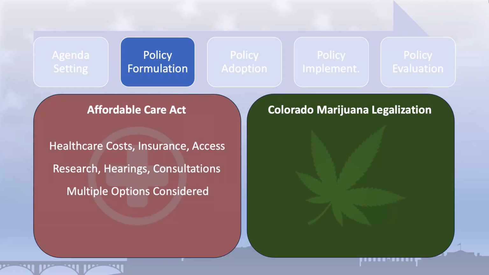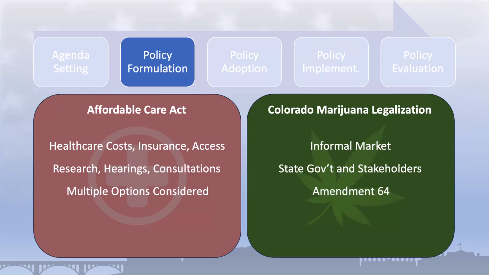In the case of Colorado, the policy problem was framed in terms of the rise of an informal drug market, which strained law enforcement resources, led to health and safety risks, and reduced government tax revenue. To address the problem, the Colorado state government, along with stakeholders from law enforcement, public health, and the marijuana industry, developed Amendment 64, a draft initiative measure to amend the state constitution to legalize the recreational use of marijuana for adults and to establish a regulated market.